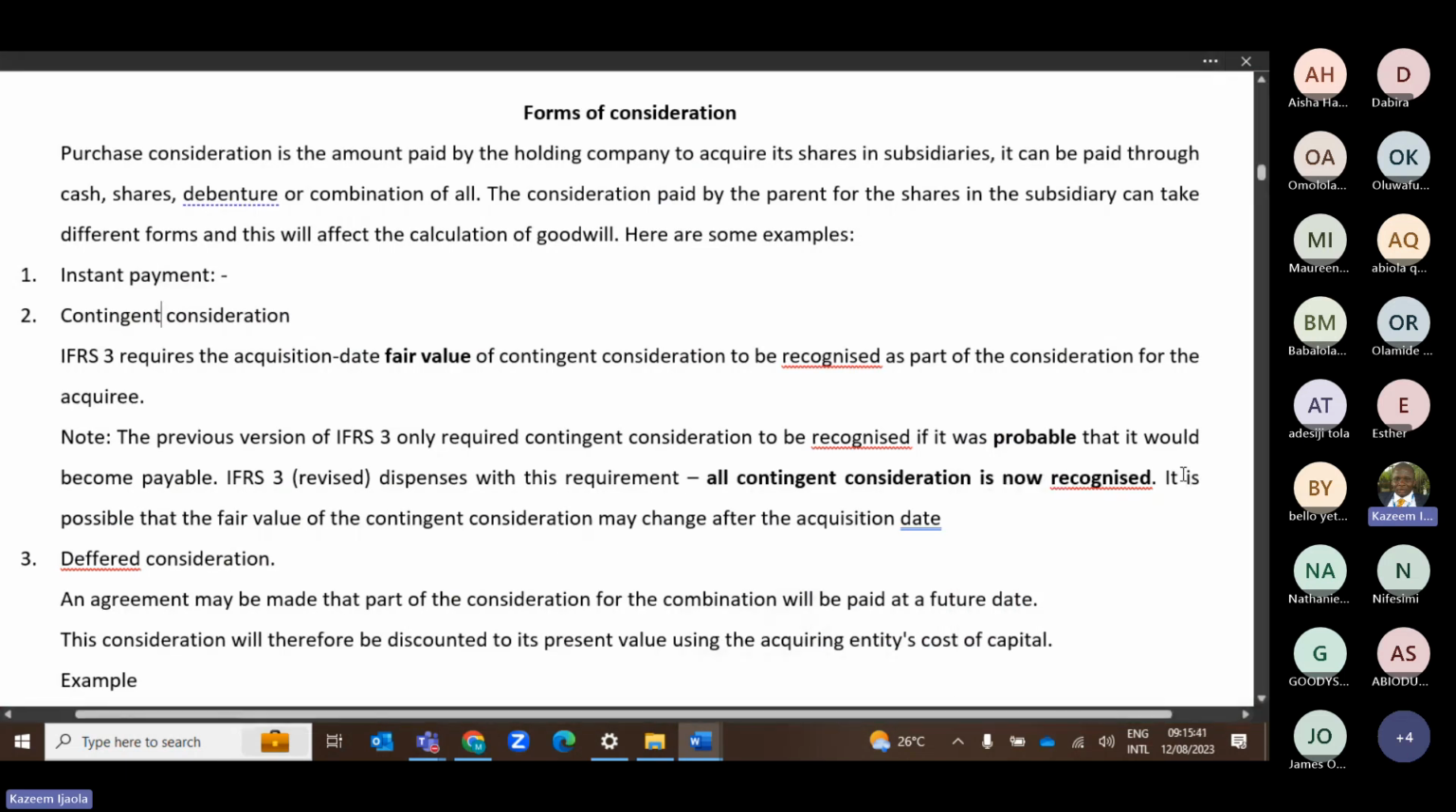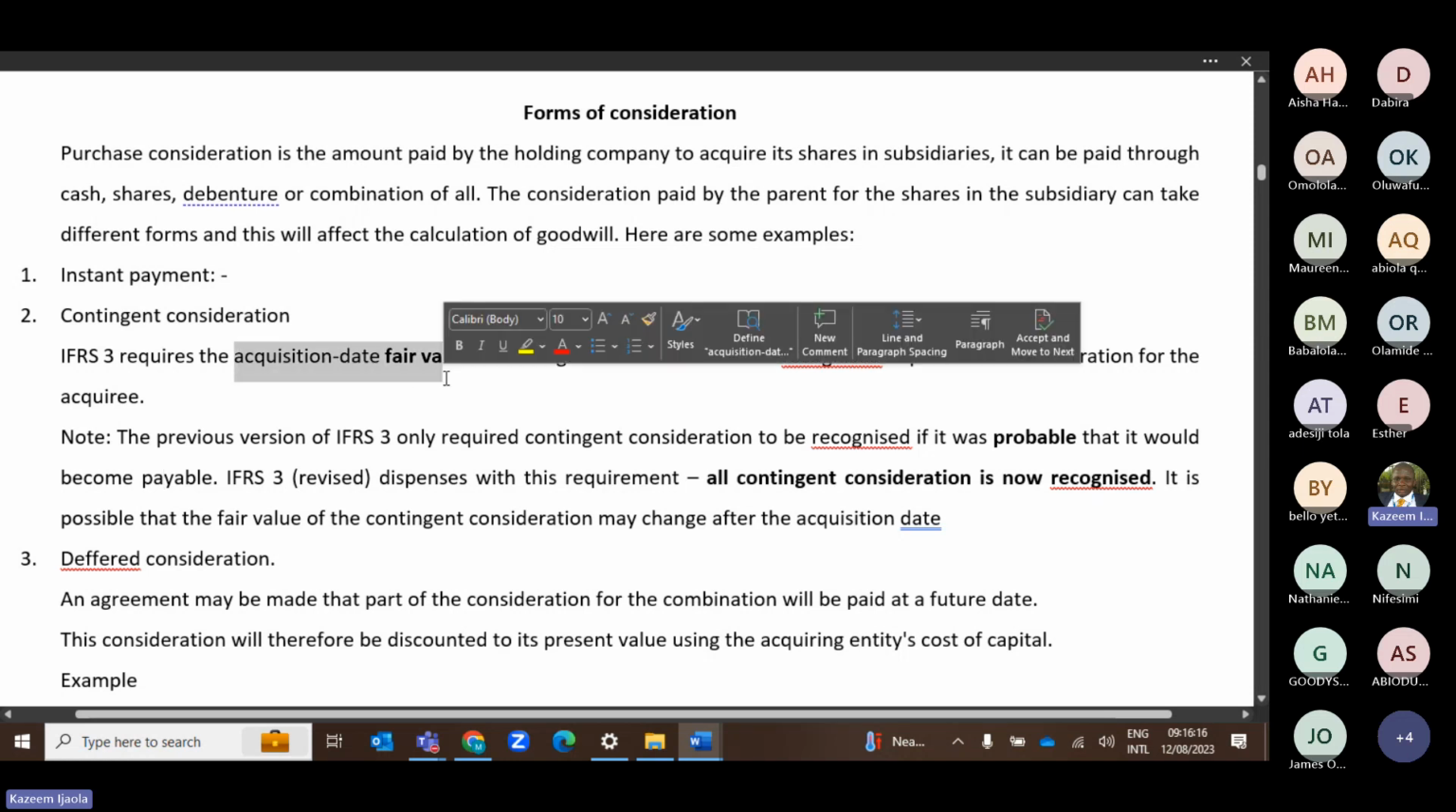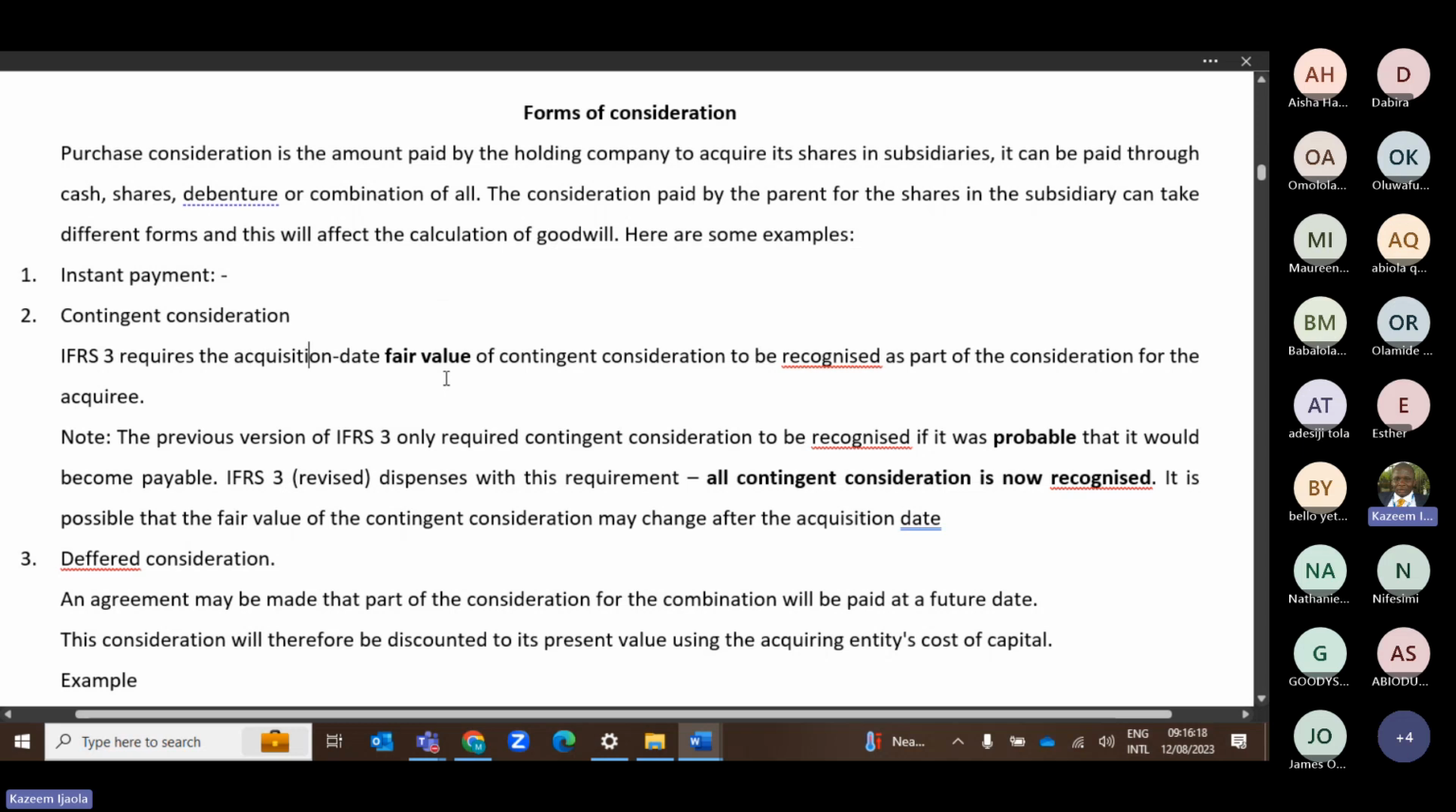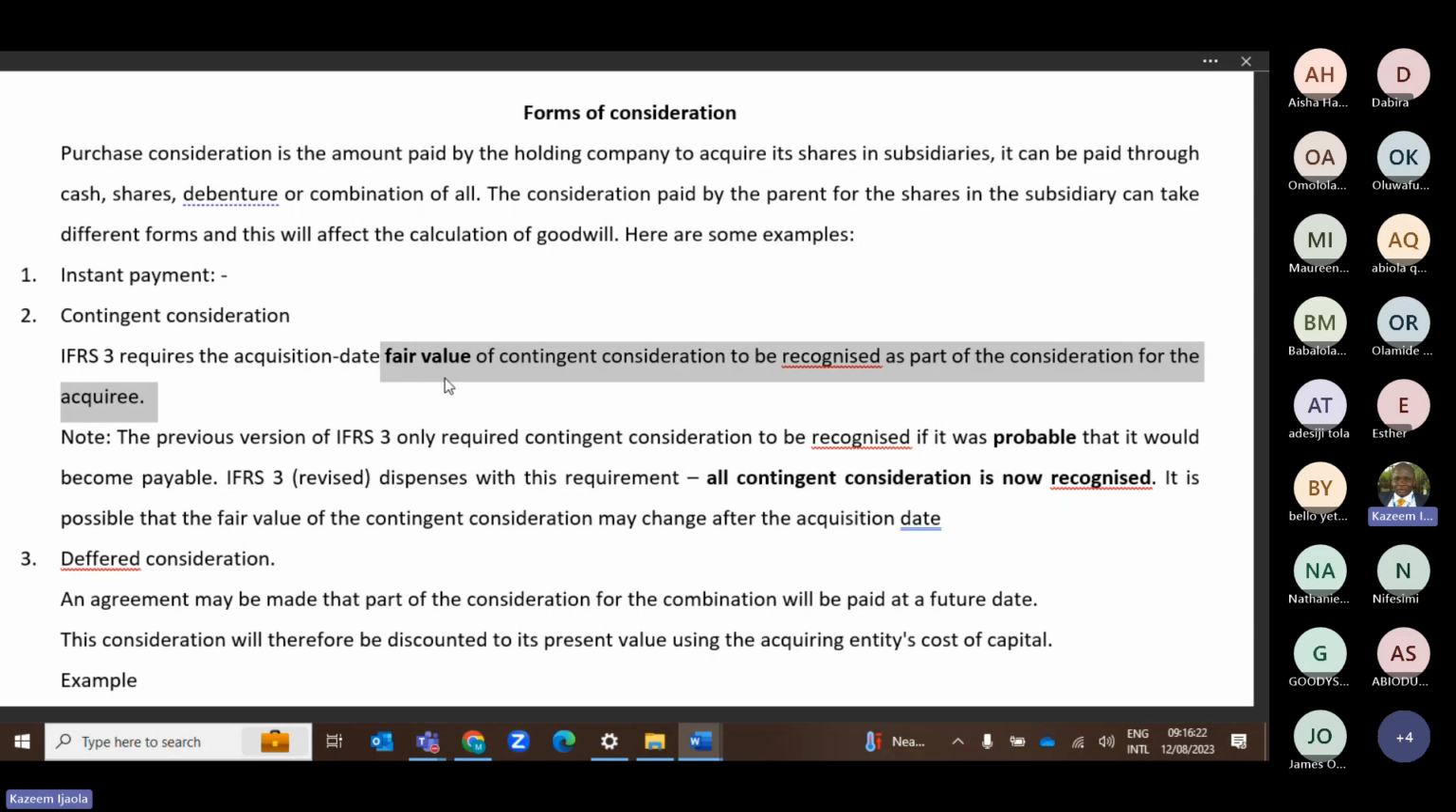Then for contingent consideration, this is when your future payment depends on certain conditions. You have to meet conditions before you make that additional payment. Let's say the purchase consideration is 100 million, but you pay about 80 million now. You promise them the balance of 20 million will be paid if they meet a condition. If they meet the condition, you pay. If they don't, you won't pay. But according to IFRS 3, you must recognize your contingent consideration at the fair value on the date of acquisition. So that's what the standard states.